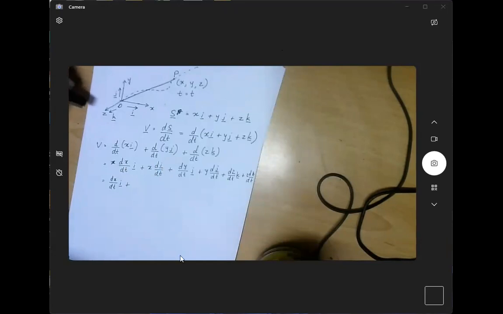Okay, di over dt is a constant, right? Is it true for all the unit vectors that you can define? Because I wrote it for a specific reason, otherwise I could have just written dx over dt into i. Will it be true for any unit vector? Or in some instances, you need to find the time derivative of a unit vector.